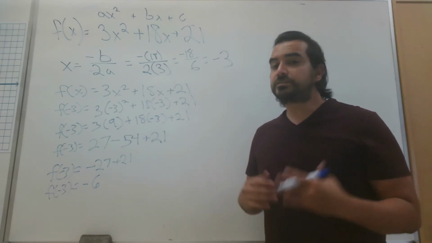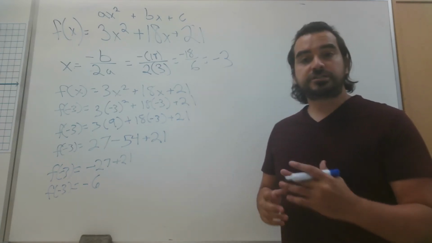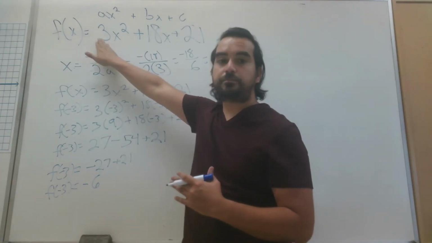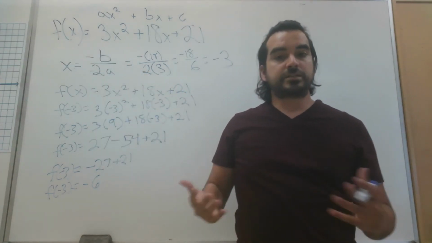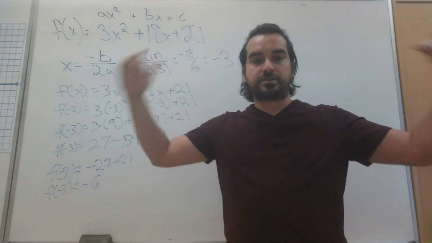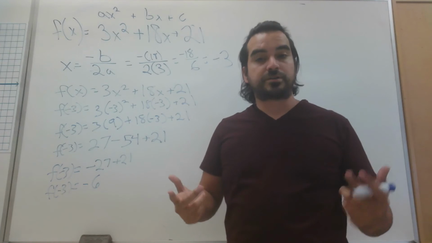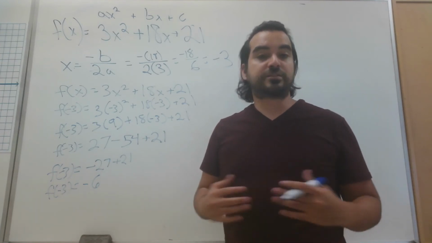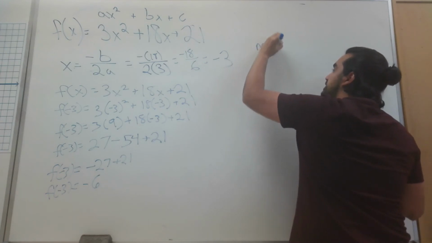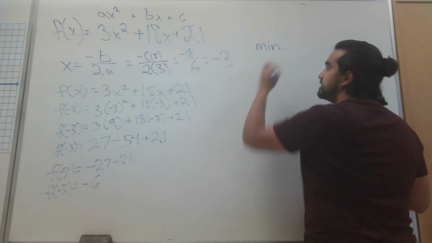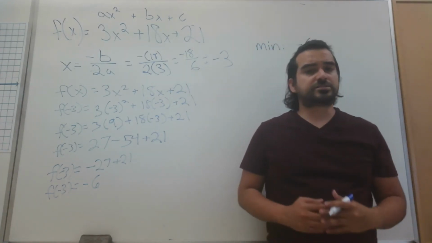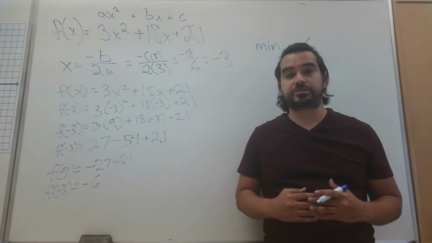But before we can tell if it's a maximum or minimum, the function could help us out by looking at the a value. So we see that the a is positive. If the a is positive, what that means is the parabola opens upward. So if the parabola opens upward, what that means is this quadratic function has a minimum. So we can say the minimum is negative 6.